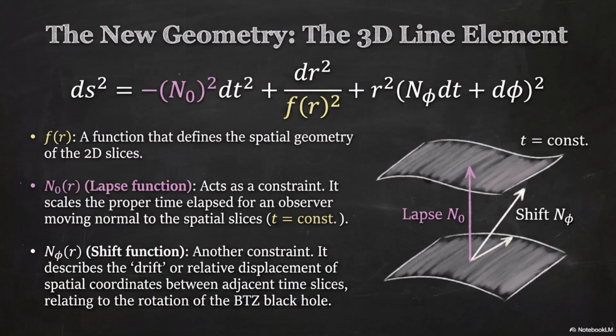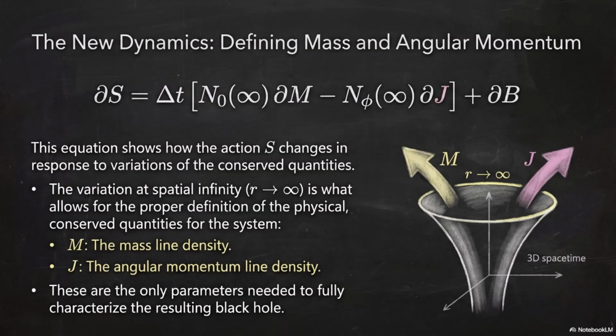Okay, so that line element sets the stage. It defines the static geometry. But we still need the rules of the play, the dynamics. Right. And that comes from the variation of the action. This is the core principle. The equation shows how the whole system reacts to changes. It looks complicated, but its meaning is actually quite profound. It says that any change in the total action is completely determined by changes in the conserved quantities, measured way out at infinity. Exactly. And those quantities are m, the mass line density, and J, the angular momentum line density.